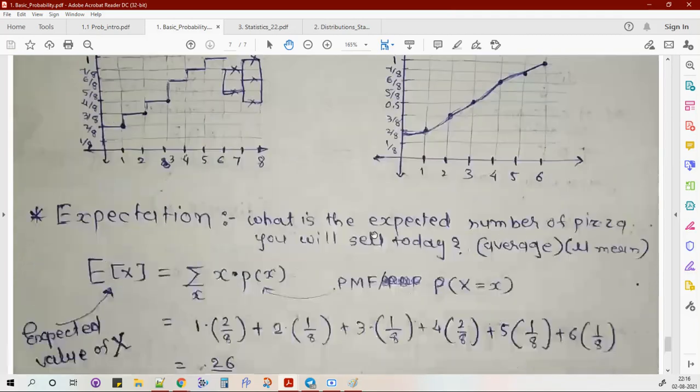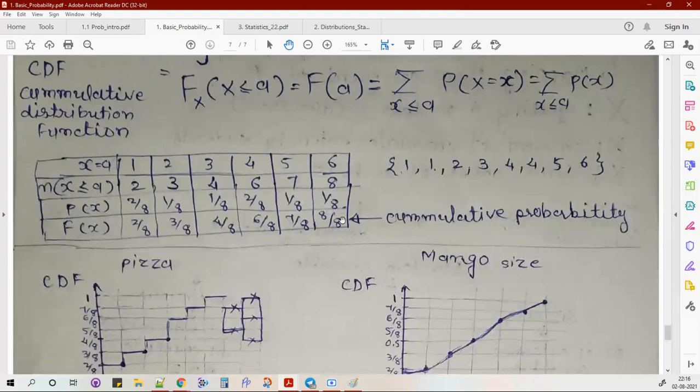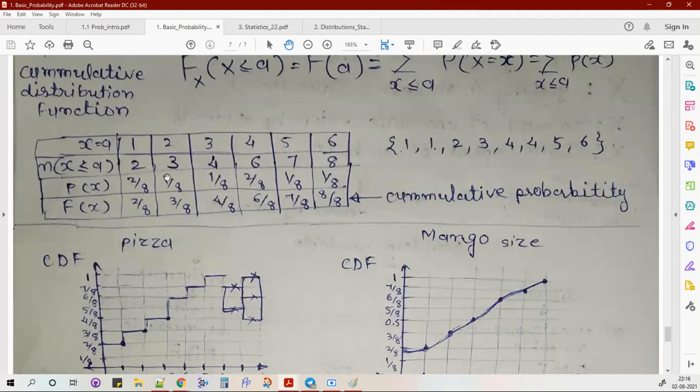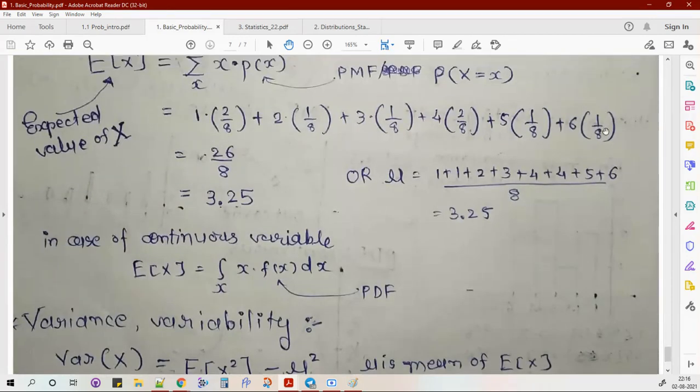If we talk about this pizza example, I'm taking the summation. In the case of mangoes, or a continuous variable, it would be integration, right? So x into p(x): x is 1. What is the probability of 1? 2 by 8, right? From this table we know the probability of 1 is 2 by 8. The next value it can take is 2. What is the probability? 1 by 8. So 1 into 2 by 8, 2 into 1 by 8, 3 into 1 by 8, and so forth.